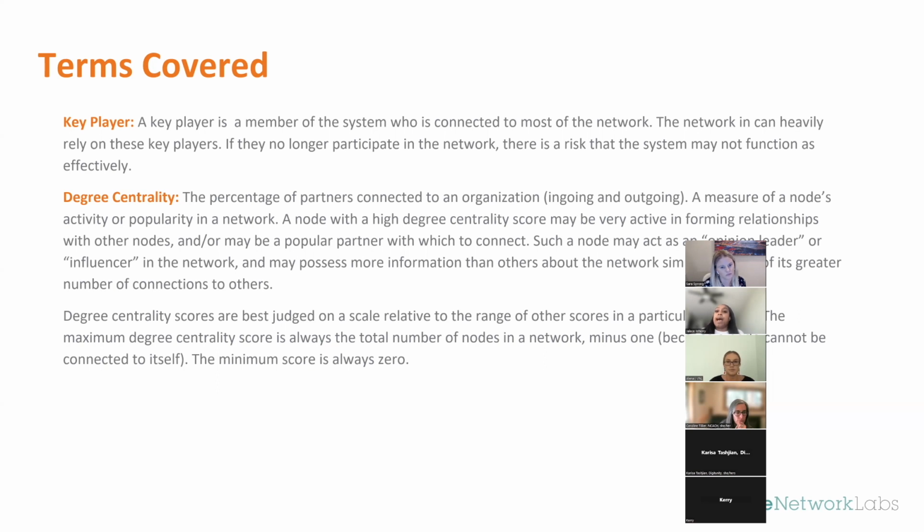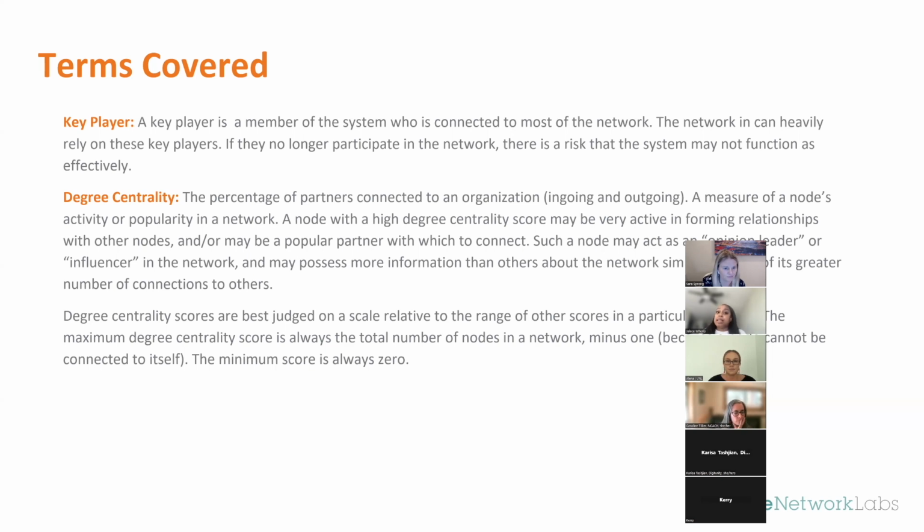A node with a high degree centrality score may be very active in forming relationships with other nodes and/or may be a popular partner with which to connect. Such a node may act as an opinion leader or an influencer in the network, and they may possess more information than others about the network simply because of its greater number of connections to others.